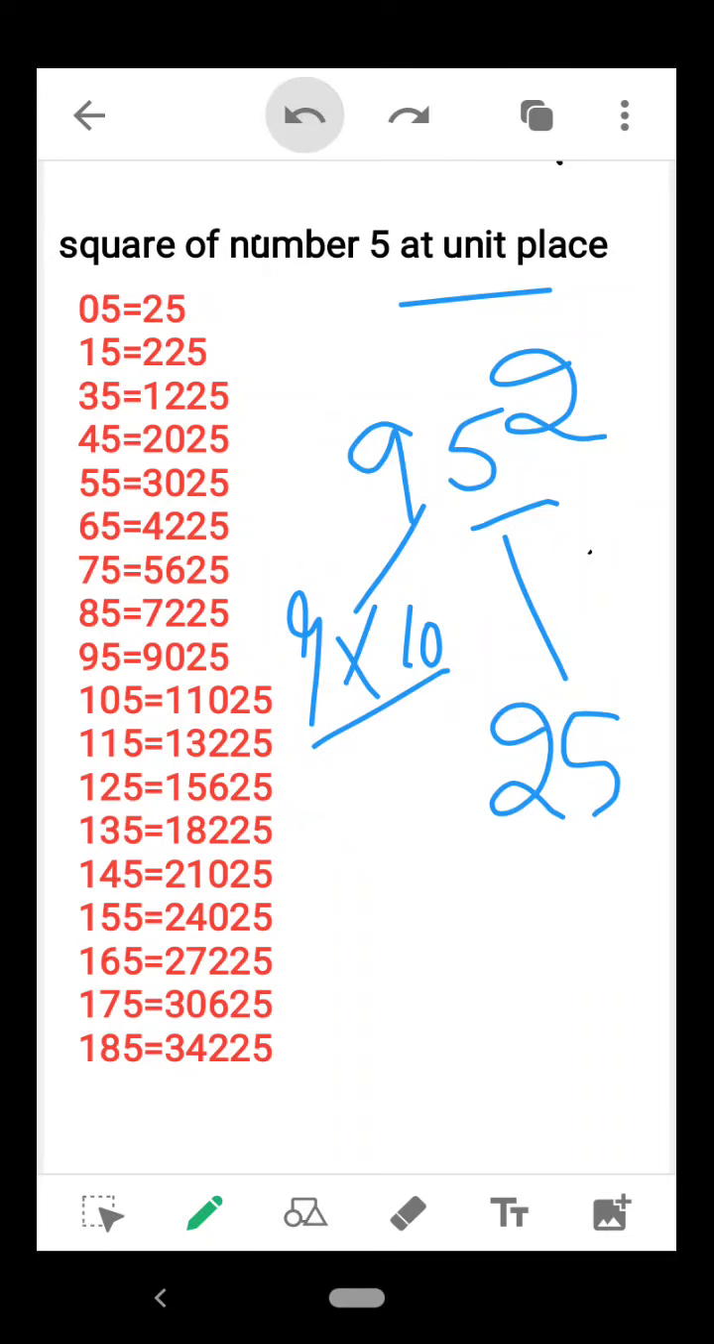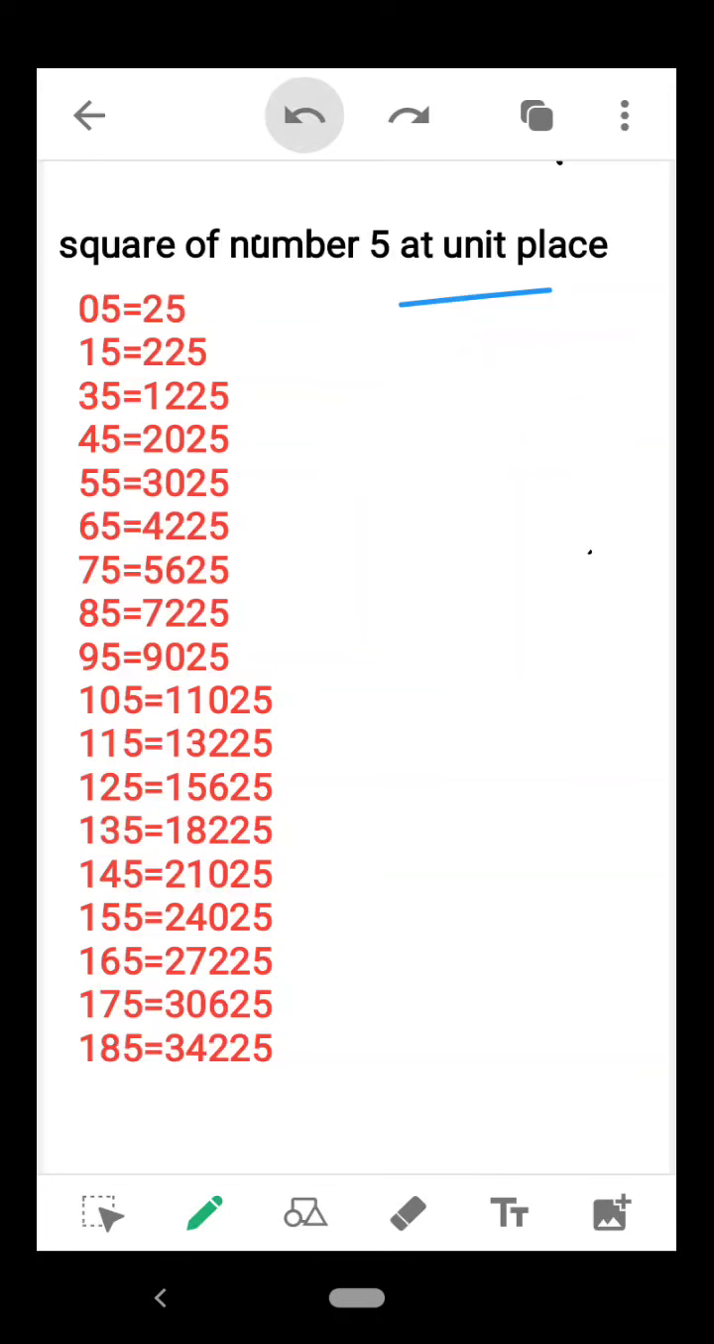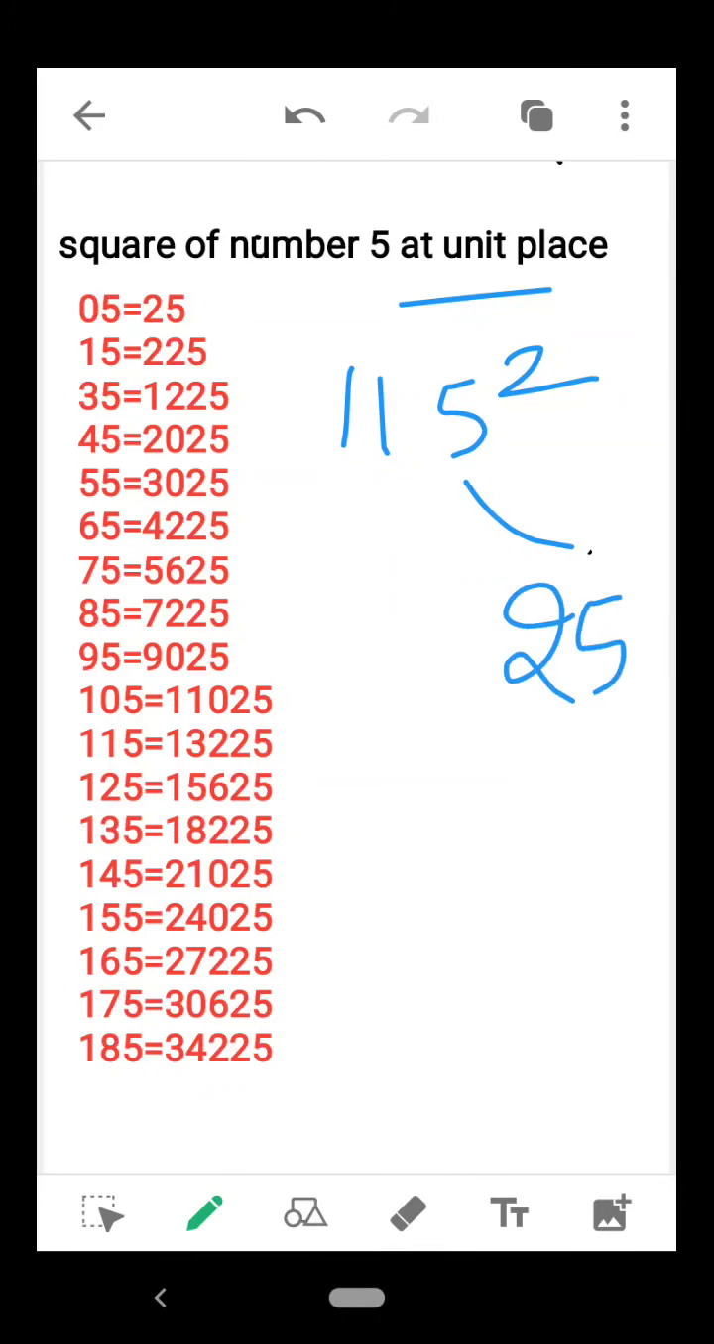Now take another example. So we take a 3 digit number. So take an example of 115 square. So 5 square is 25. After 11 comes 12. Then how can you solve?